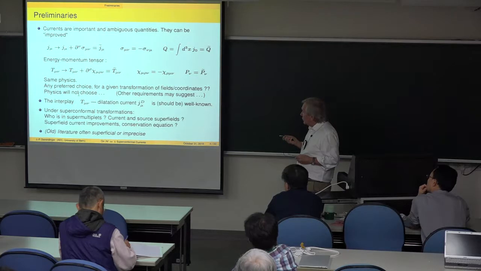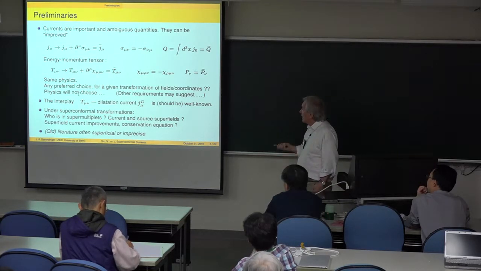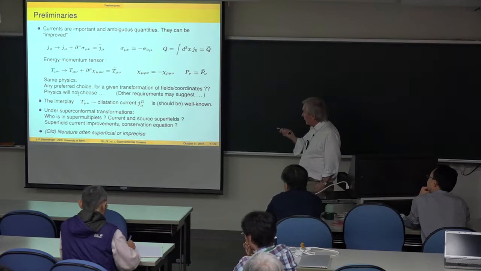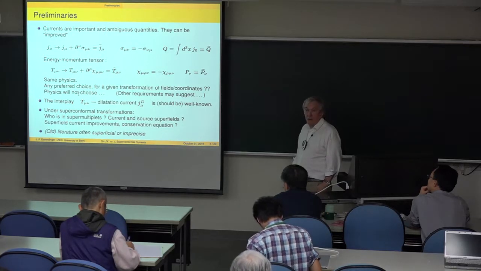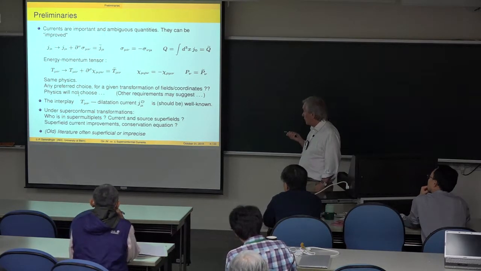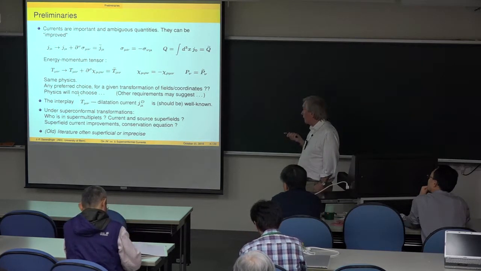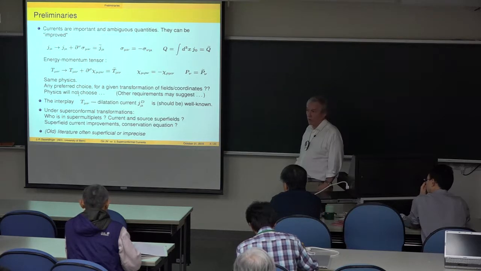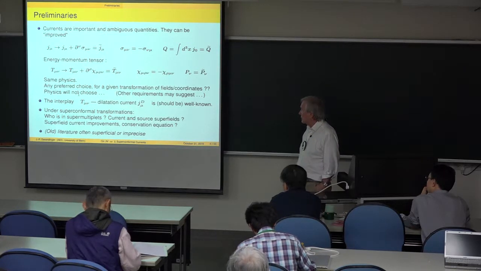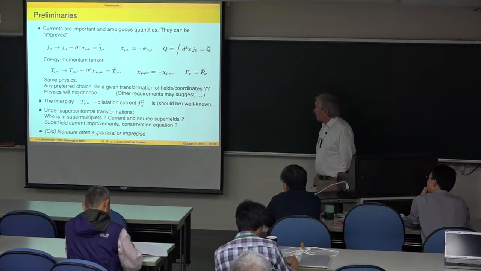Adding 1 index, which is just passive in this discussion here, would be the improvement of the energy momentum tensor by this object here. Both the currents and the tilde currents describe the same physics. In principle, they are more or less equivalent, and the question is always, is there any preferred choice, and why? Now, physics in principle will not choose, but you may have a lot of other requirements to prefer one over the others, like quantum properties, renormalization, and so on. And that is one of the parts of the discussion I will have later on.